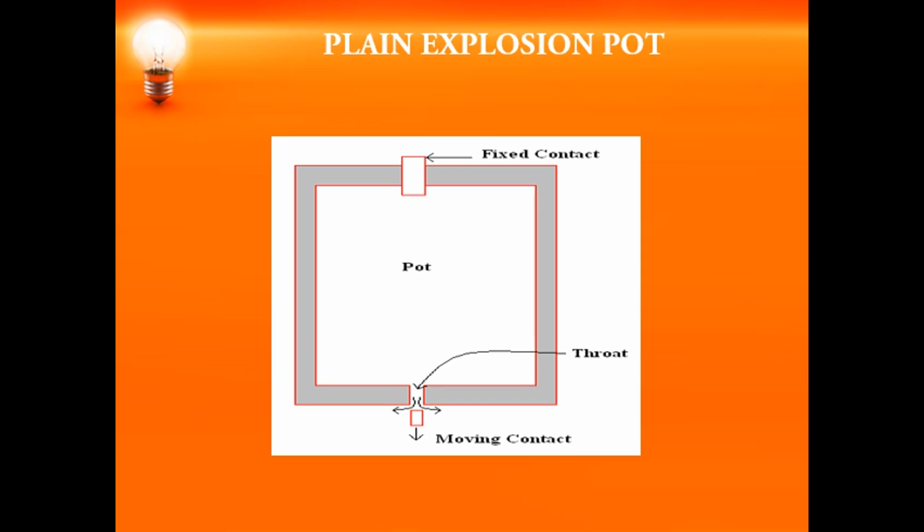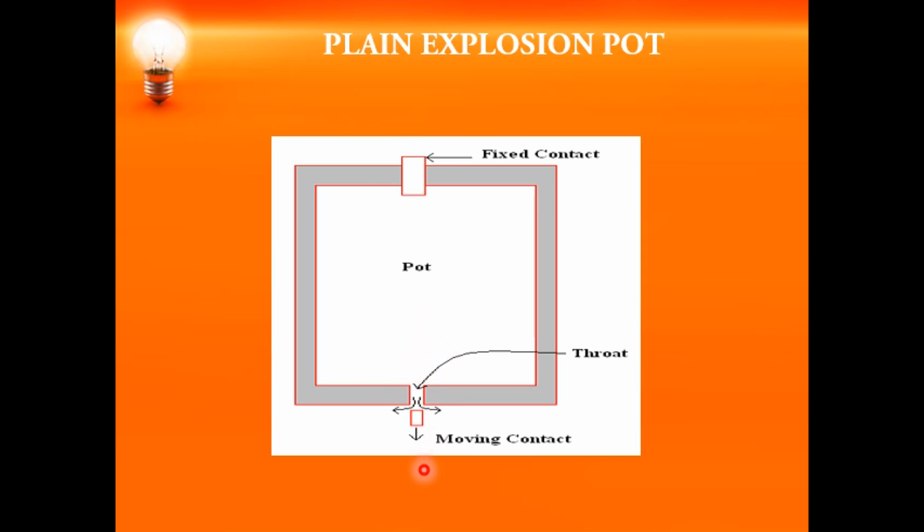Not the displacement of the oil. The arc energy will generate a high pressure in a closed chamber. That closed chamber is called the explosion pot, or you call it a pressure chamber, or an arc controlling device. The contacts will be placed within the pot. As you can observe here, this is the enclosed pot, a closed pot, and the contacts will be present within the pot.